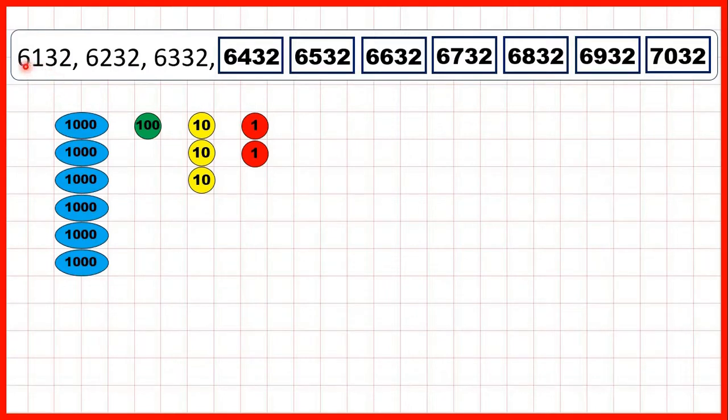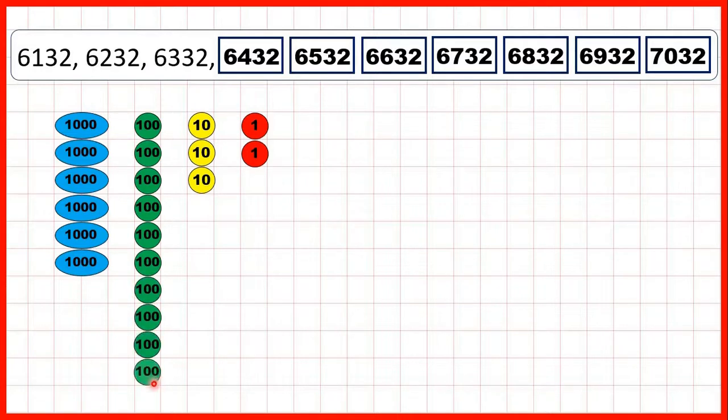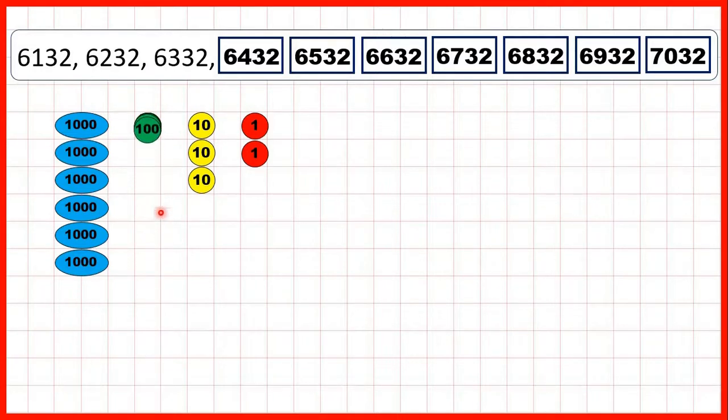So we start with 6132 and we can add 100 counter each time. But then once we've got 10 100 counters, we exchange those for 1 extra 1000 counters. And that's why, in the end, we get 7 thousands and 0 hundreds.